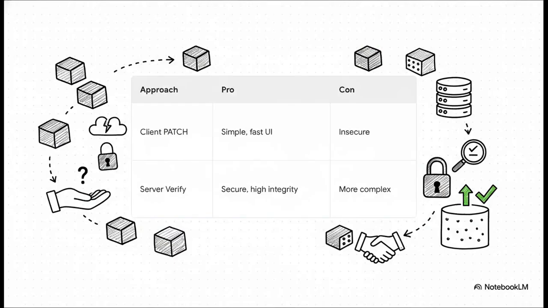But a staff-level answer doesn't just say chunking. It discusses the implementation trade-offs. The simple way is to just let the client tell us when it's done. That's fast for the UI, but it's not secure. The robust approach is server-side verification. Our backend needs to ask the blob storage service directly, "Hey, did you actually get all the chunks?" before we mark that upload as complete. The idea is trust the client for a smooth experience, but always verify on the server for data integrity.